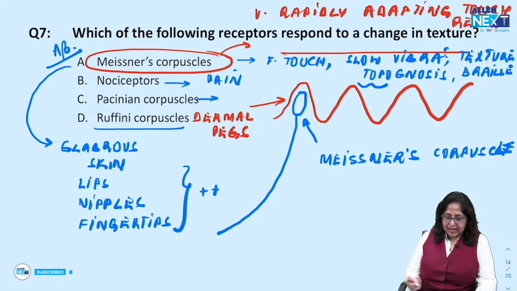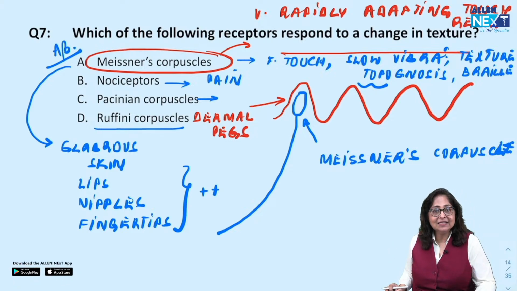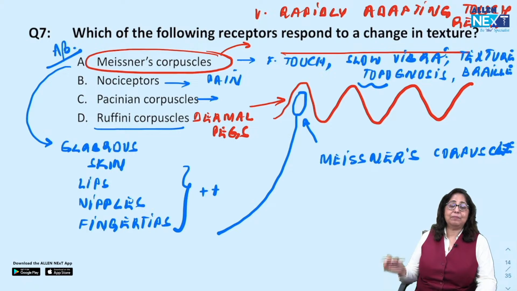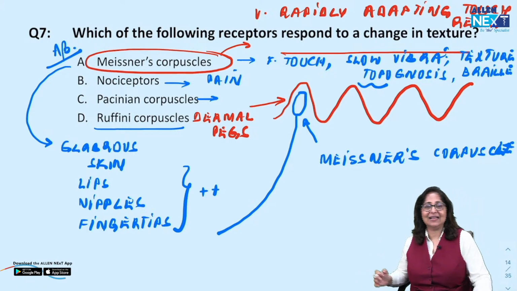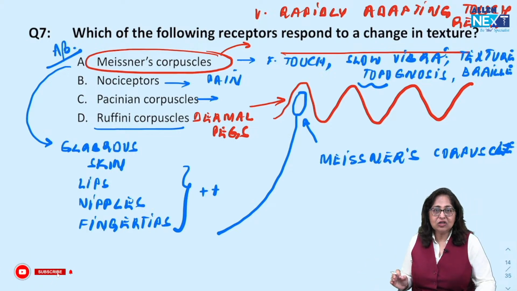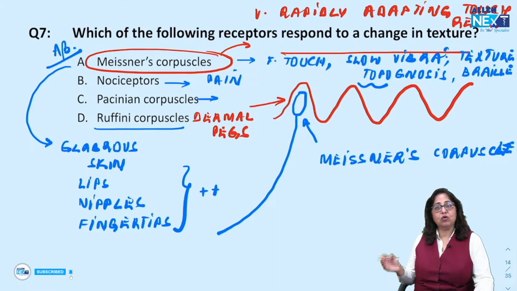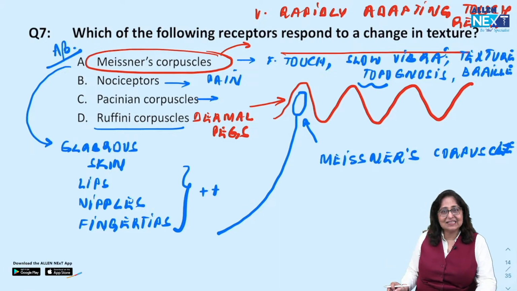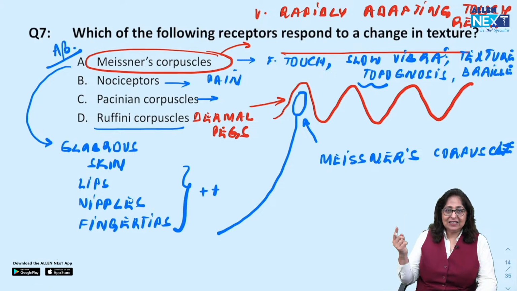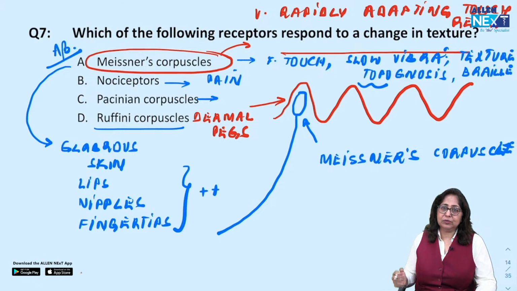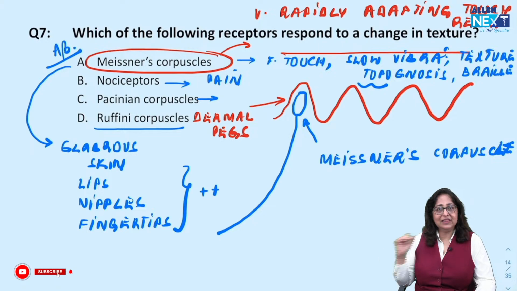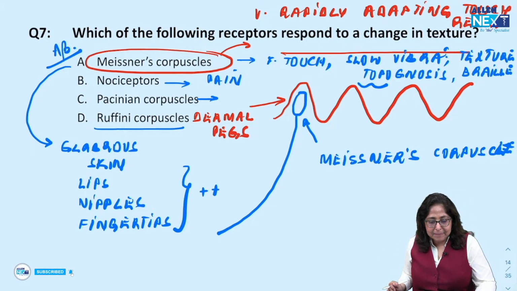Ruffini's corpuscles have similar functions as mucinous, but Ruffini's corpuscles are present on hairy as well as glabrous skin. What are Ruffini's corpuscles or Ruffini's discs meant for? Fine touch, texture, topognosis, right? But for all these, your better answer is mucinous.